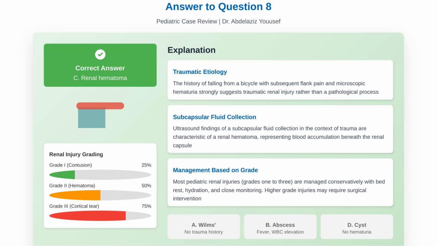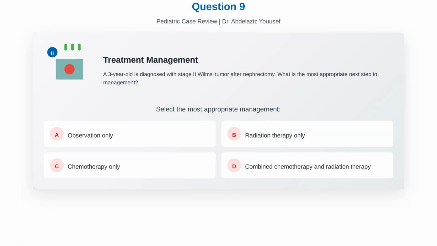Most pediatric renal injuries, grades 1 to 3, are managed conservatively with bed rest, hydration, and close monitoring. The renal injury grading system ranges from grade 1, contusion, to grade 5, shattered kidney, with management based on the grade and clinical status. Follow-up recommendations include repeat imaging to ensure resolution and monitoring for complications such as hypertension or urinoma formation. A 3-year-old is diagnosed with stage 2 Wilms tumor after nephrectomy.